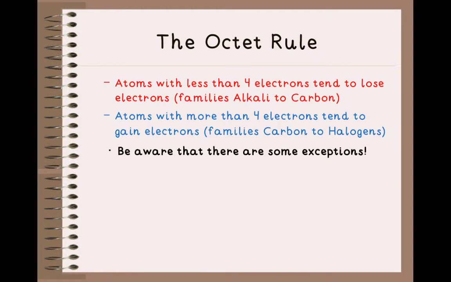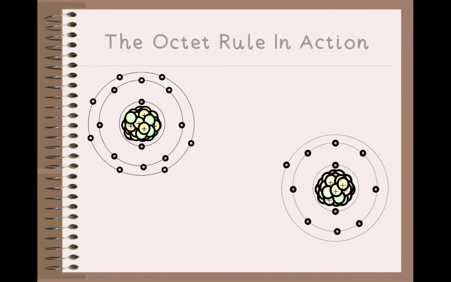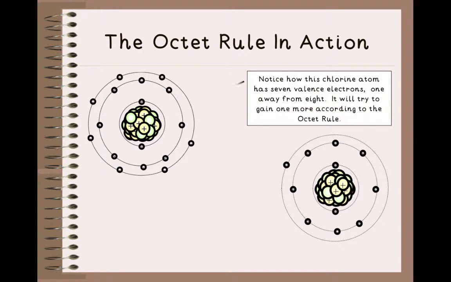Be aware, however, there are some exceptions. But in general, we're going to consider that the octet rule says that all of the atoms want to reach 8 valence electrons, so 8 is a happy number for atoms. Here's an example of the octet rule in action. On the one side, we have chlorine. Notice how chlorine has 7 valence electrons, so it will try to gain one more according to the octet rule that considers 8 a happy number.